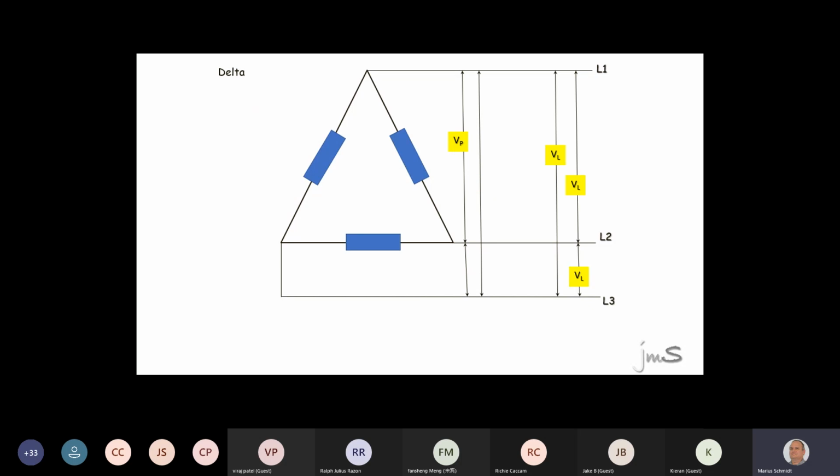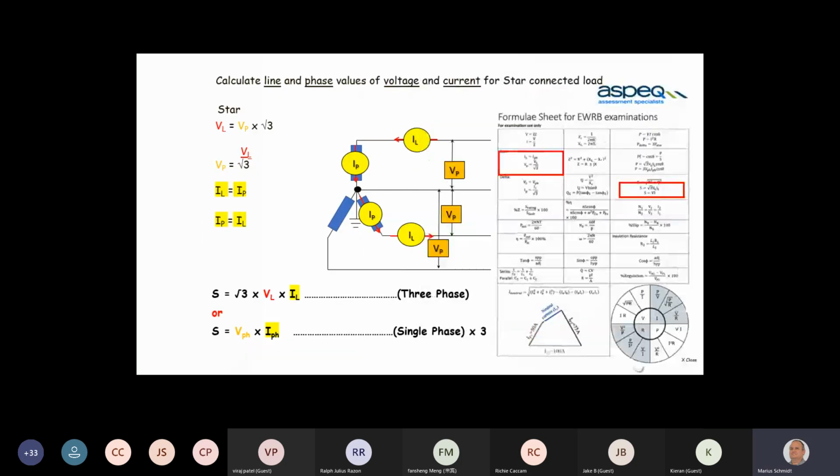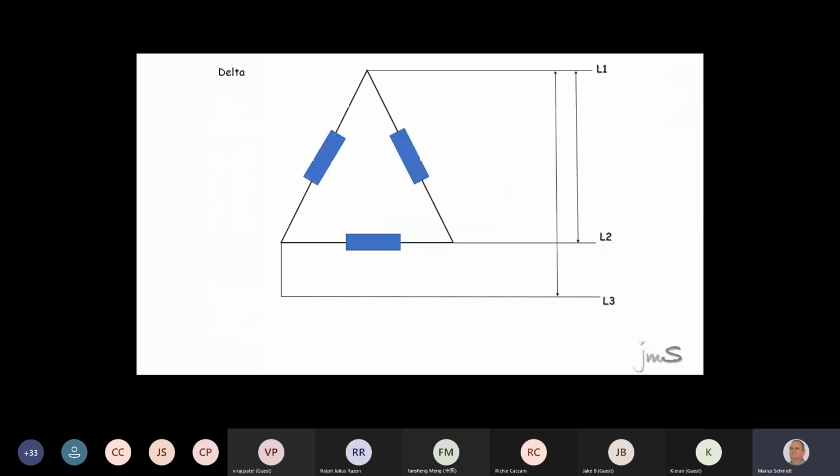Now let's rewind quickly. What was the same in a star connection? Current. What is the same in a delta connection? The voltages. You guys okay with that? Now what changes? Current in the line is called line current. The current in the coil is called phase current.